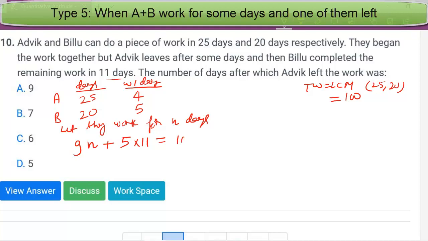So this is all. Now you can say n is equal to 100 minus 55, which is 45, divided by 9, so that means 5. So that means they have worked together for 5 days, so the answer is D.